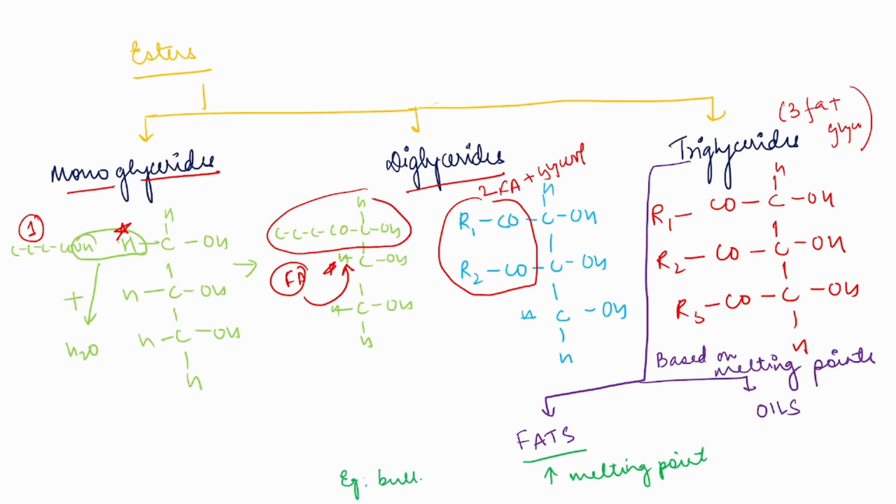Example, butter, ghee, these are fats. But in case of oil, what will happen? Oils have low melting point and they remain as liquid at room temperature. Example, sunflower oil, gingelly oil, etc. That is all about the esters.